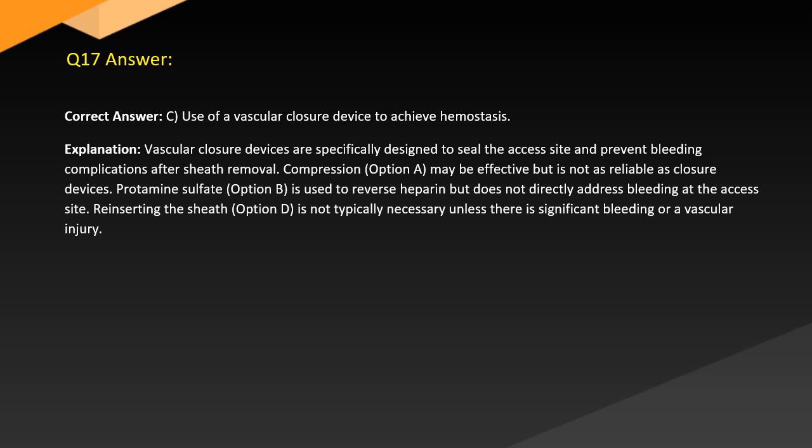Protamine sulfate, option B, is used to reverse heparin but does not directly address bleeding at the access site. Reinserting the sheath, option D, is not typically necessary unless there is significant bleeding or a vascular injury.